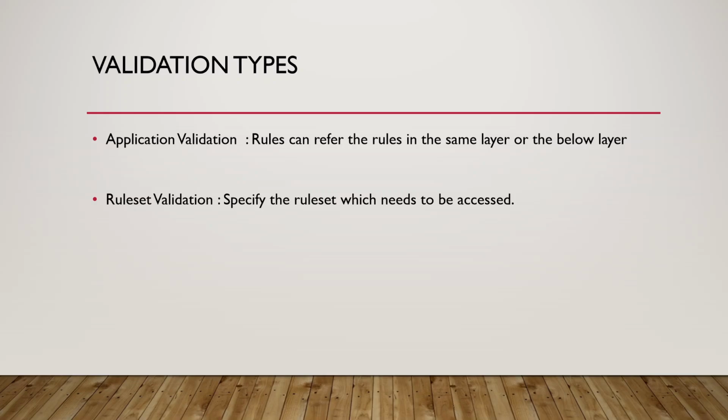I will be showing you a demo of application validation and rule set validation. Just understand, if the rule set is specified as application validation, it means that you can refer to the rules in the same layer or the below layer. It will not throw any error. The rule set validation is quite opposite to application validation. If you're using rule set validation, it will throw an error. If you want to remove that error, you need to specify the rule set. It will be very easy if I explain it with the demo.